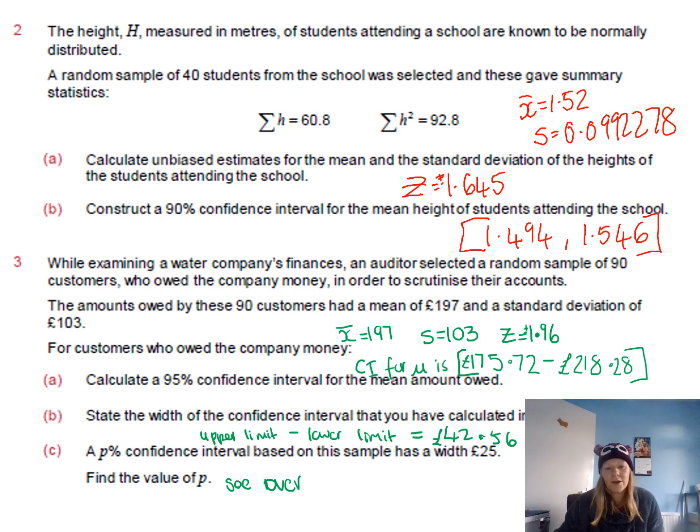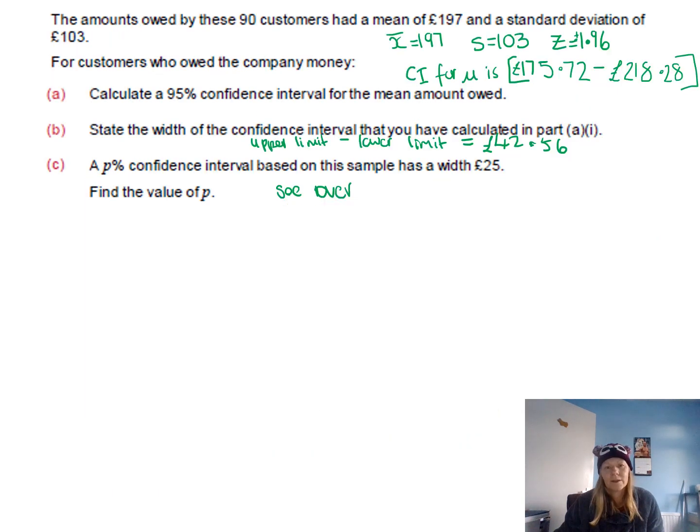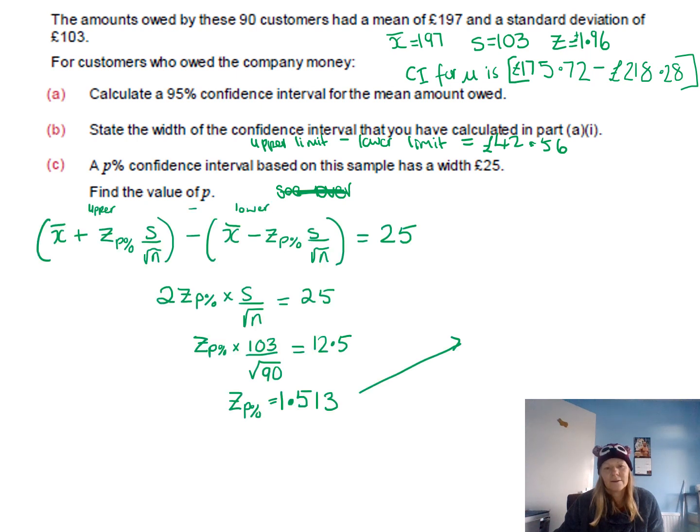Part C. Here are the answers. I did it in the same way as B there. I did upper take lower is 25. Then if you subtract that, the x bar disappears. So you've just got 2 lots of this formula basically, equals 25, divide through by the 2, times through by the root 90, divide through by 103, get that value.